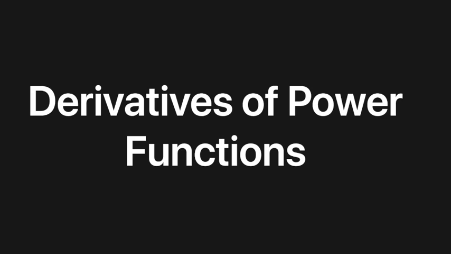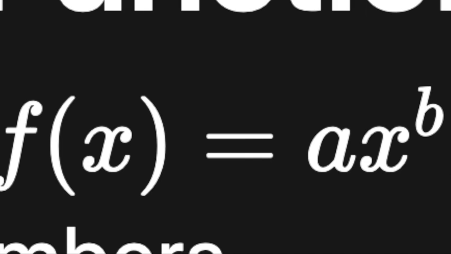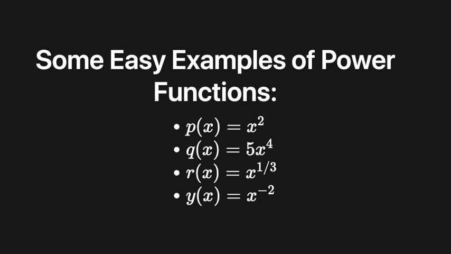In this video we discuss derivatives of power functions. What is a power function? A power function has the form a times x to the b, where a and b are real numbers. Some examples of power functions are obvious.